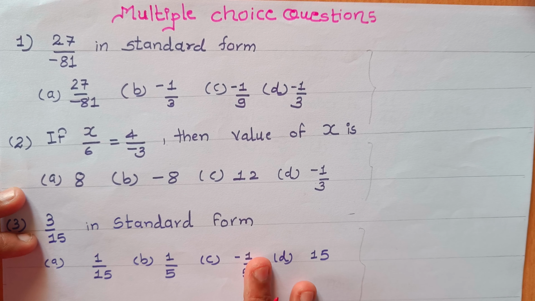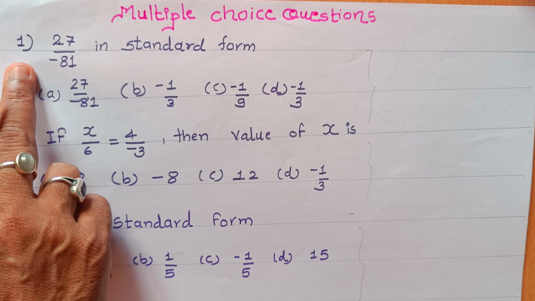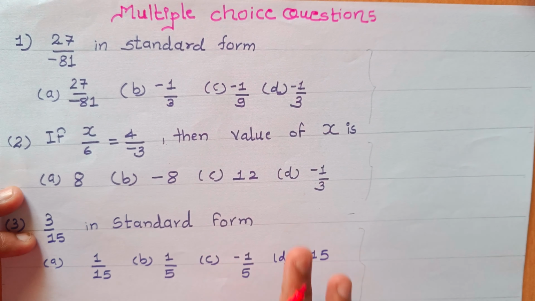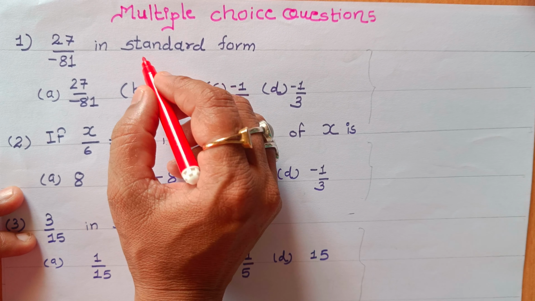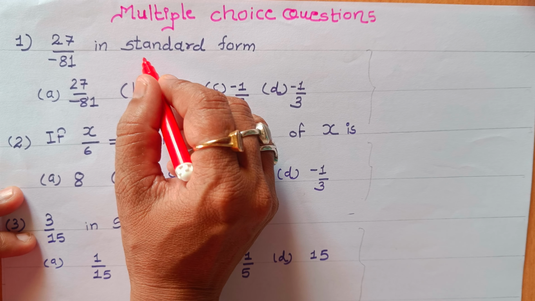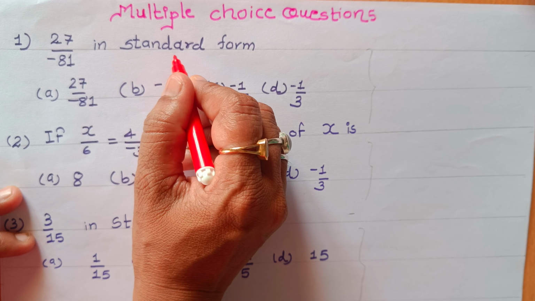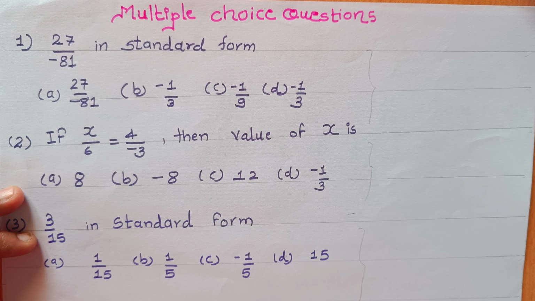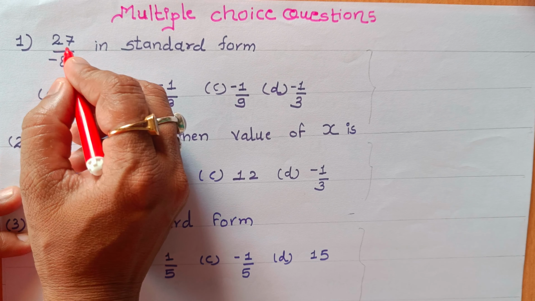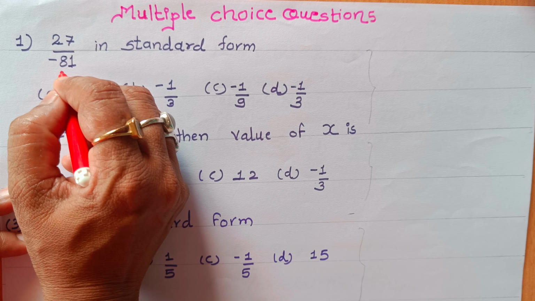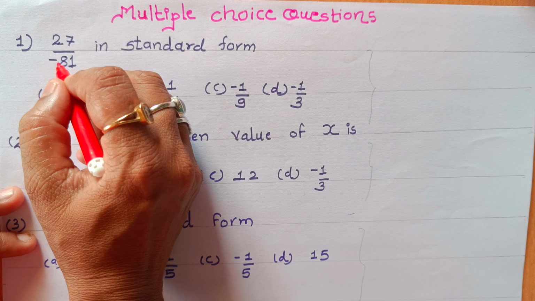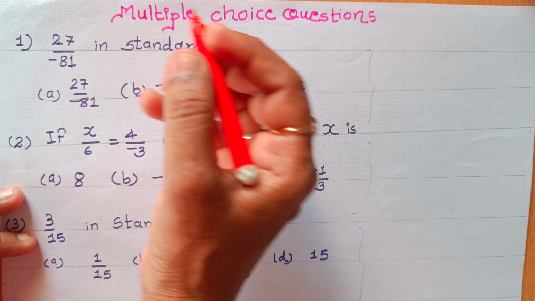Today we will solve some multiple choice questions. Here the first question is 27 divided by minus 81 in standard form. Now what is the standard form? Standard form is when the numerator and denominator have only 1 as a common factor. In 27 divided by minus 81, there is a common factor other than 1, so we reduce this term.